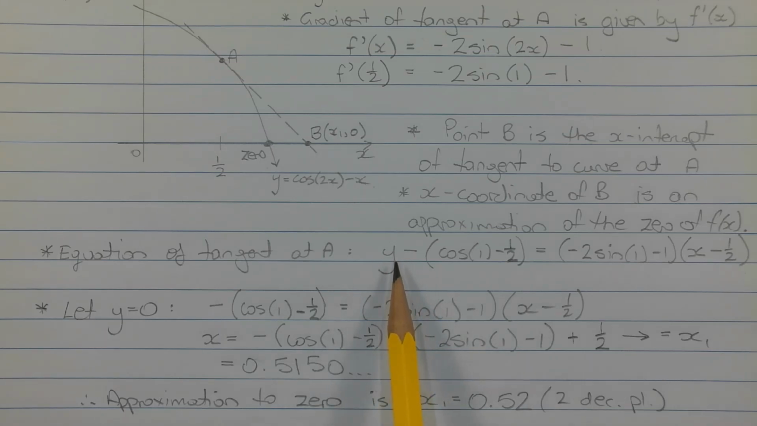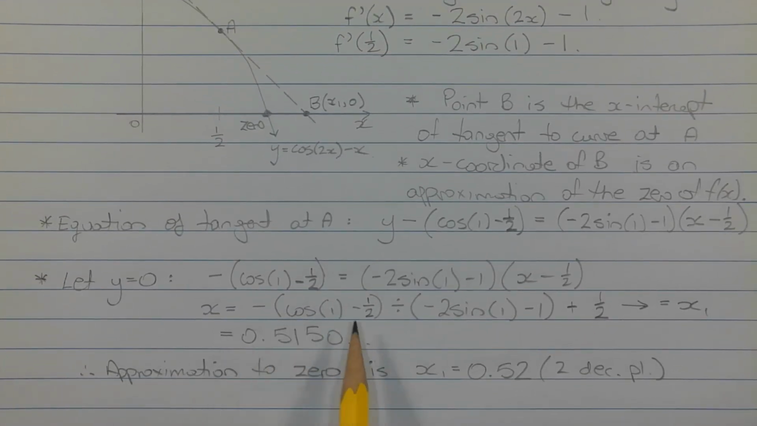So letting y equal 0 here, we're solving negative (cos 1 minus 1 over 2) equals (negative 2 times sine 1 minus 1) times (x minus 1 over 2). Rearranging this equation to make x the subject, we get x equals negative (cos 1 minus 1 over 2) divided by (negative 2 times sine 1 minus 1) plus 1 over 2, and that gives us x1, which corresponds to the x-coordinate of point B, and that's equal to 0.5150 and so on.